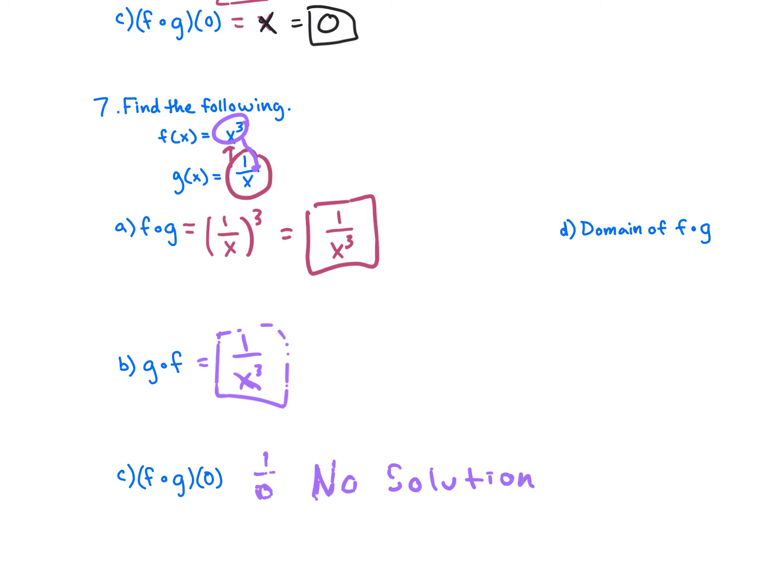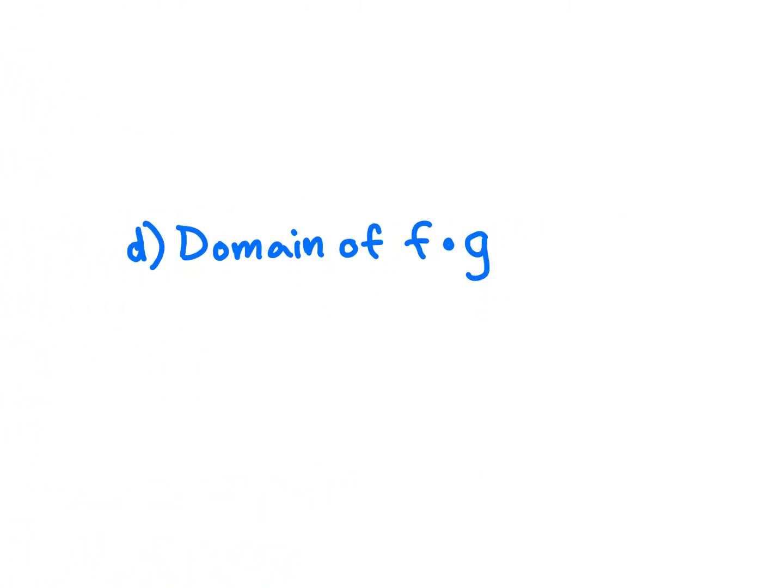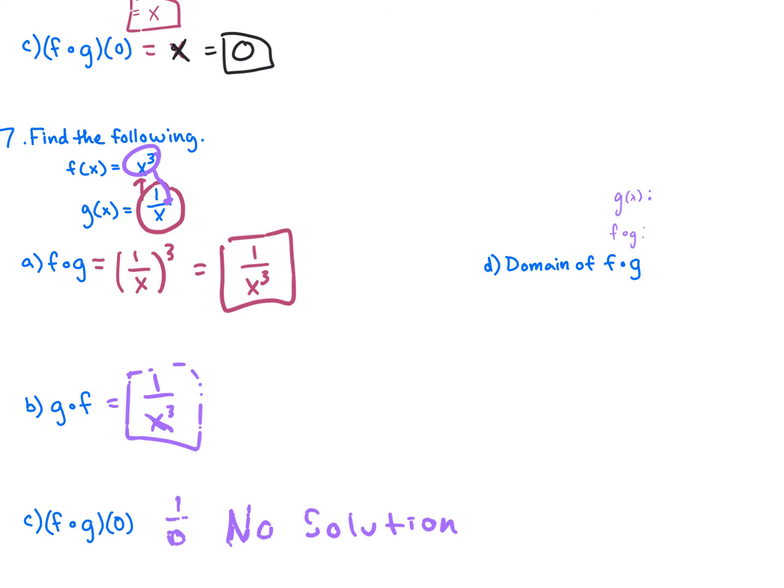Next, let's find the domain of f of g of x. When you find the domain of a combination, you want to check the domain of the input, so g of x, and you want to check the domain of f of g of x. Looking at g of x, what can I not plug in for x in my g? 0. Can't plug in 0, so x cannot be 0 in my g of x function. For f of g of x, what can x not be? So that's this one here. 0. X cannot be 0.